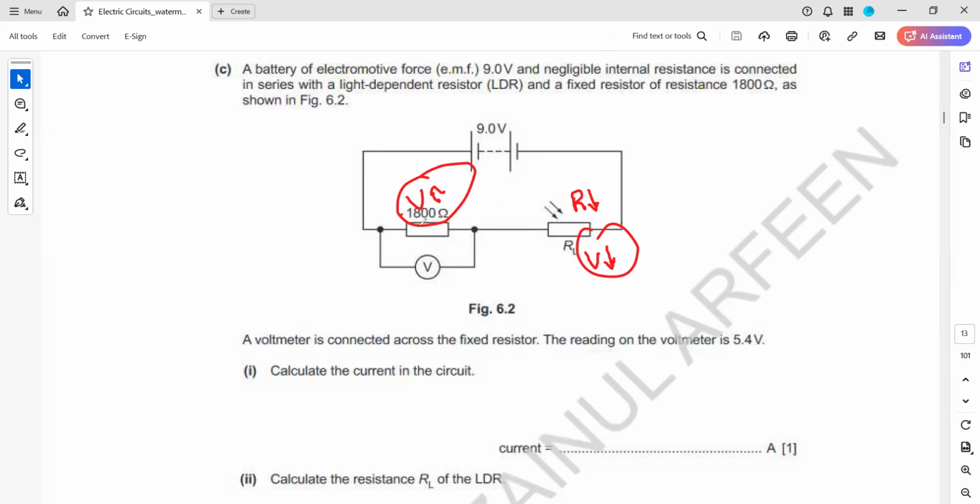So in a series circuit, the voltage will always divide. If I say it's 9 volts, if 2 volts here, 7 volts will be here. But if it is 3 volts, this will have 6 volts. If this was 4 volts, this will be 5 volts. If this is 5 volts, this will be 4 volts. So in a series circuit, the potential divides between the components. So if one component has a high resistance, it will have more potential, and the other component will have less resistance, so it will have low voltage across it.